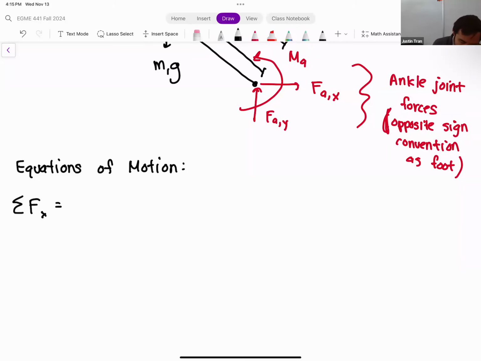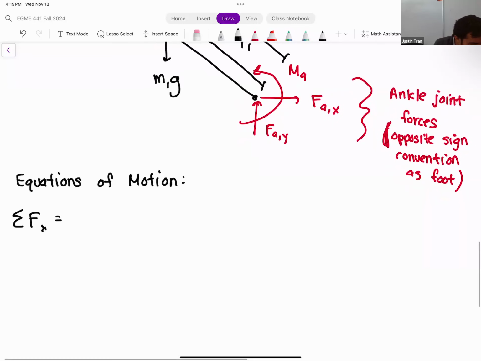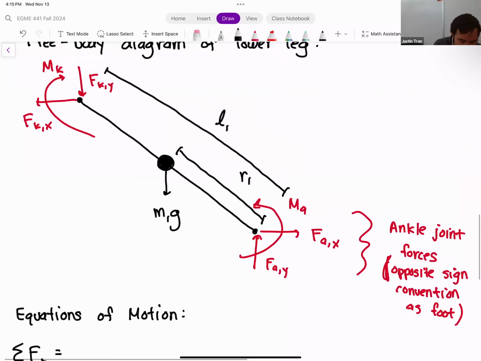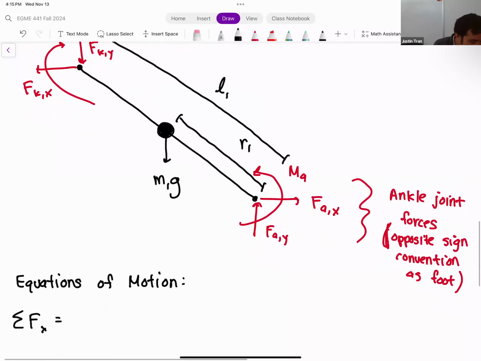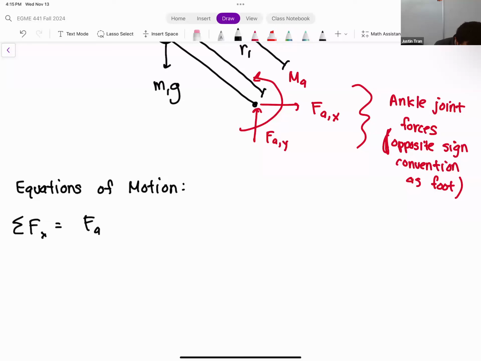For the x direction forces, this is pretty straightforward. We only have two x direction forces, FAX and FKX. FAX is going in the positive direction, FKX is going in the negative direction. So we have FAX minus FKX equal to mass times the acceleration in the x direction. Eventually we're going to plug in for that acceleration in a second, but let's write out all the equations first.